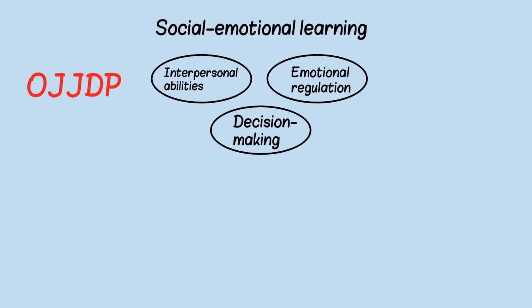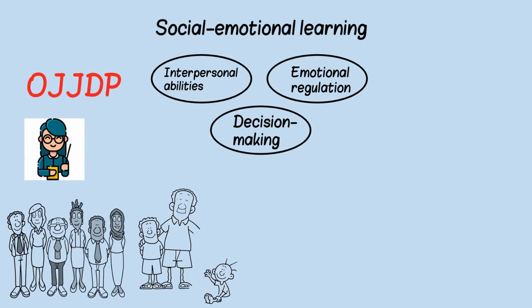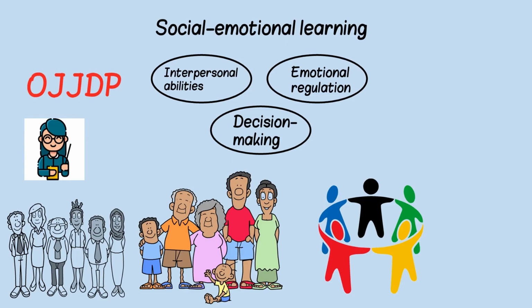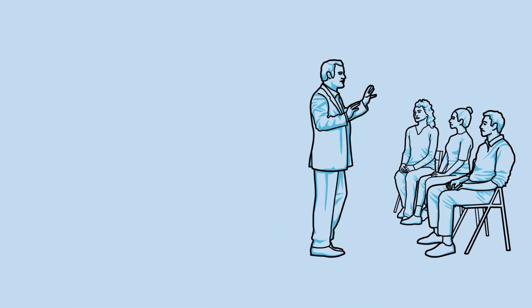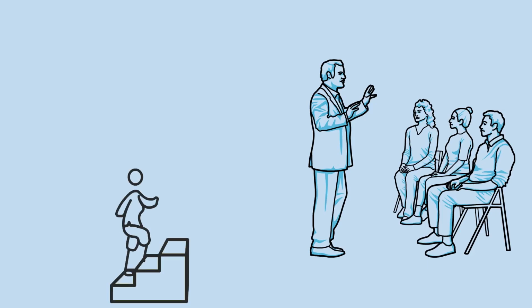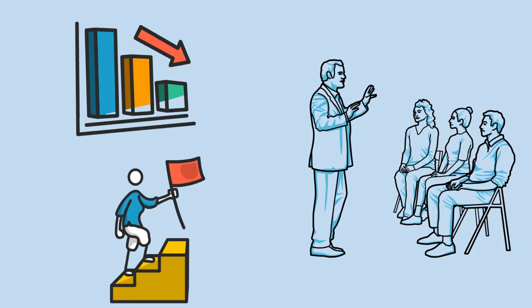Moreover, the OJJDP highlights the importance of collaboration among educators, correctional staff, families, and community organizations. These partnerships ensure continuity of care and support as students transition out of correctional facilities. By integrating these principles into correctional education programs, the OJJDP model aims to transform correctional settings into environments where learning and growth flourish, fostering pathways to successful reintegration and reduced recidivism rates among juvenile offenders.